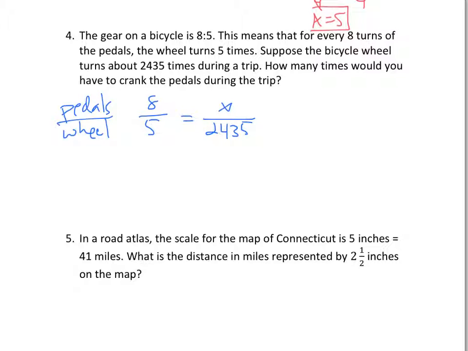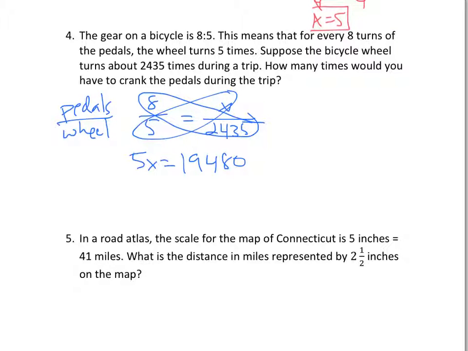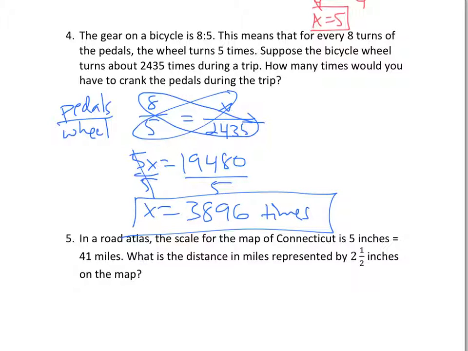So I need to cross multiply here. I'm going to get 5x equals, I've got to get my handy dandy calculator out, 2,435 times 8, which is 19,480. Divide both sides by 5 to get x by itself, and x equals 3,896 times. So that's how many times the pedals are going to turn.